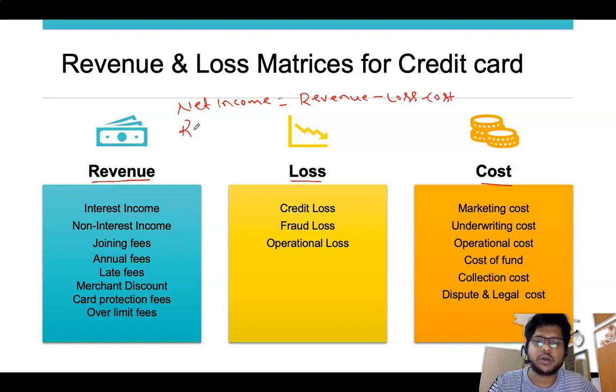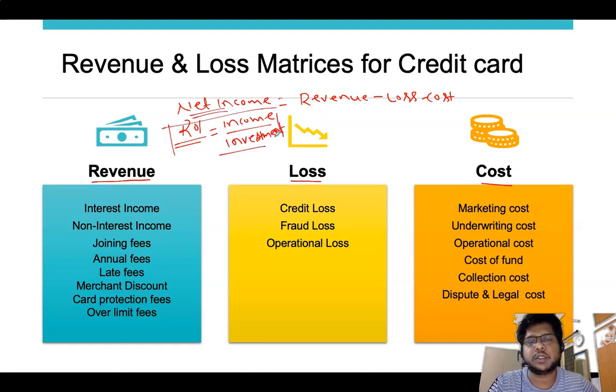Return on investment, ROI, which is a target for any of the banks or any of the companies, has in the numerator income, which is the net income, divided by investment. So this is the target a bank gives to its business to achieve for the investment they are making.